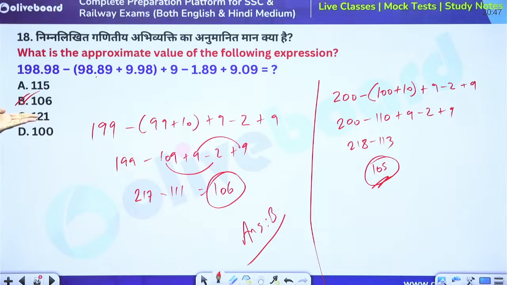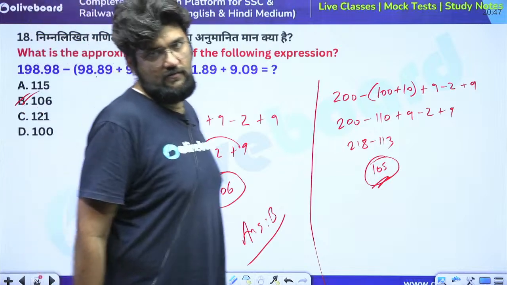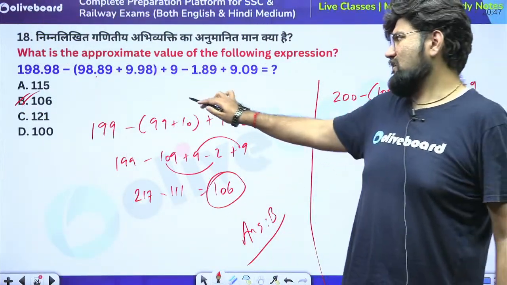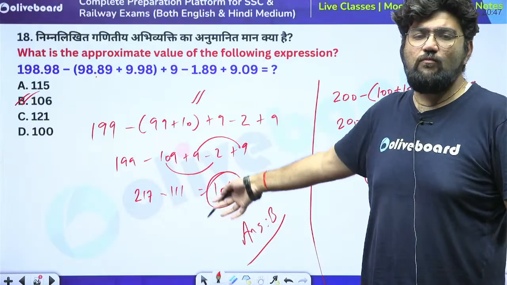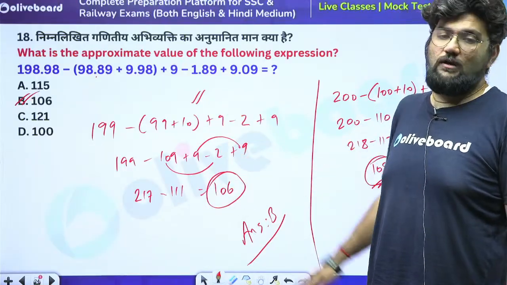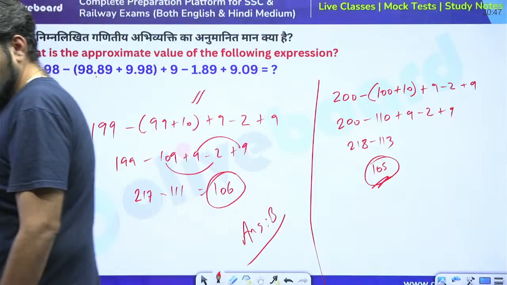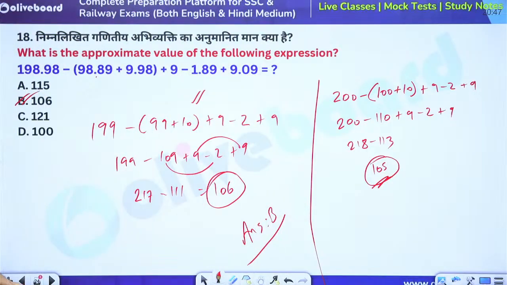But if my options were 104, 105, 106, 107, then it would have been slightly difficult. Okay. So the choice is yours. I prefer this one. Maybe I'll take 1 second more to calculate, but I'll get more accurate answer. Okay. Cool. Next.